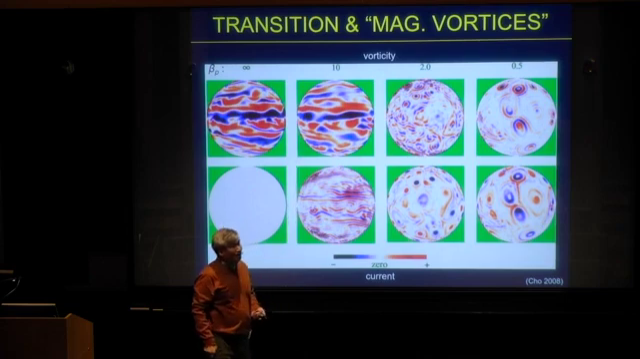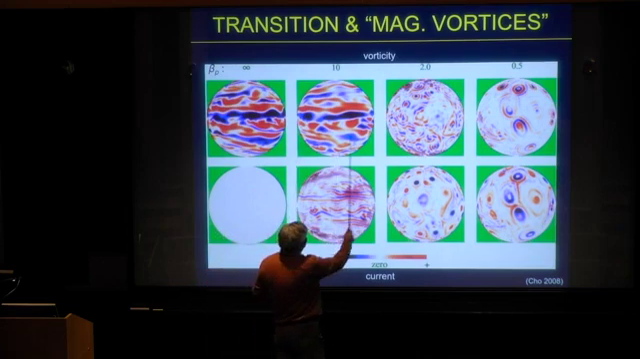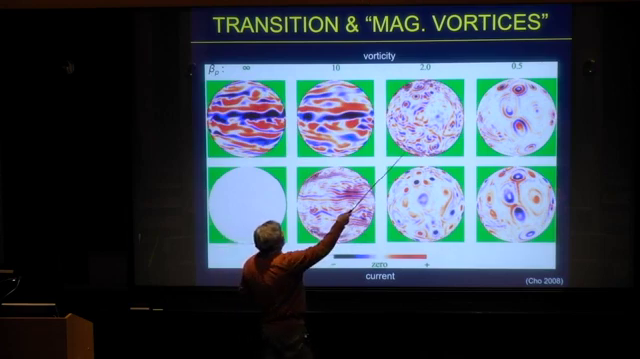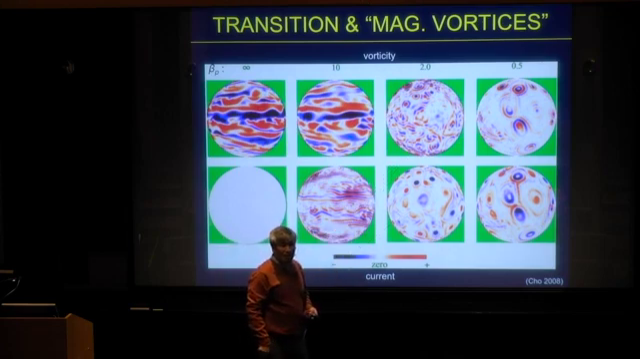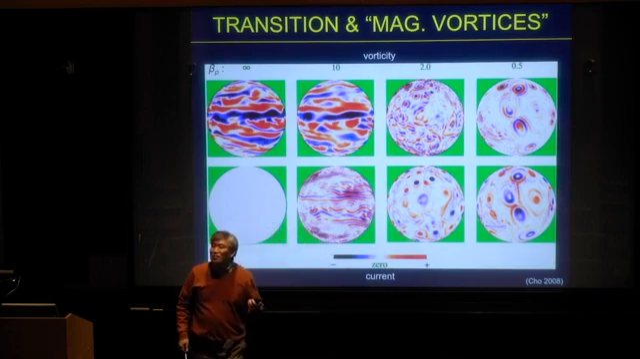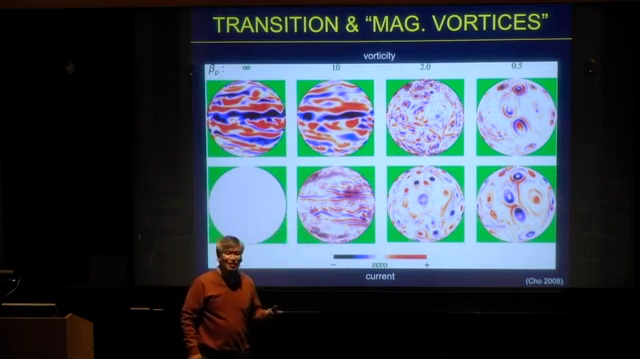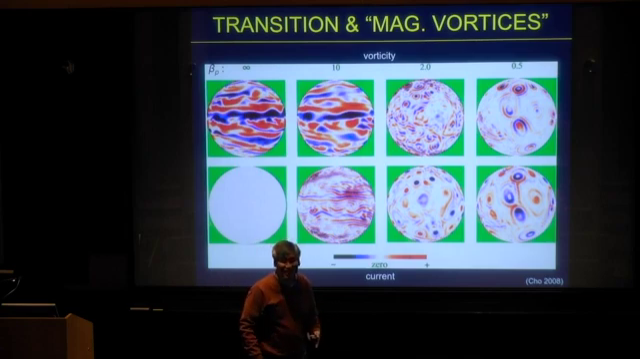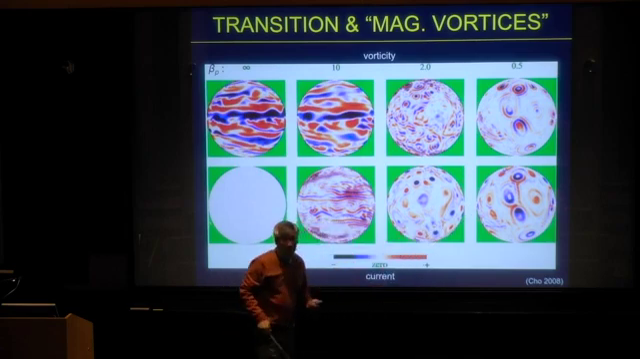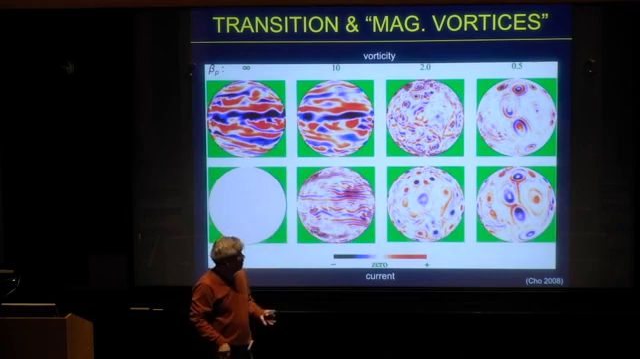simply follows the flow. But there's a sharp transition at this point where the vorticity is starting to look like it's following the current. It's as if instead of the magnetic field being frozen into the fluid, the fluid is frozen into the magnetic field. In fact, this forms this very tight, almost crystalline-like structure.